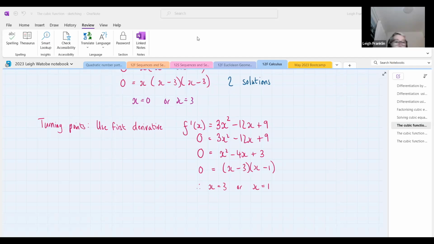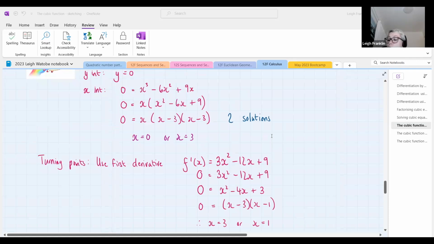Oh man, can I just ask from the x-intercepts? Why are there 2 solutions, not 1? Because you've got either x is 0 or you've got 2 brackets where you've got x minus 3. So if you've got 2 brackets that are the same, then that's only one solution because the solutions are not different.